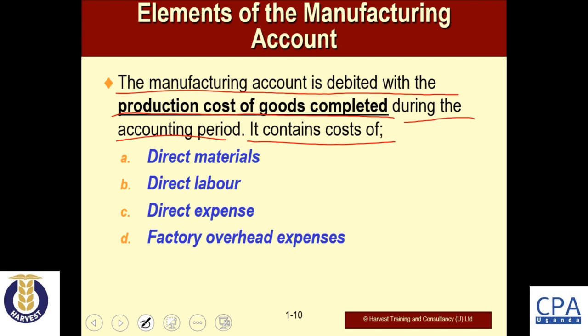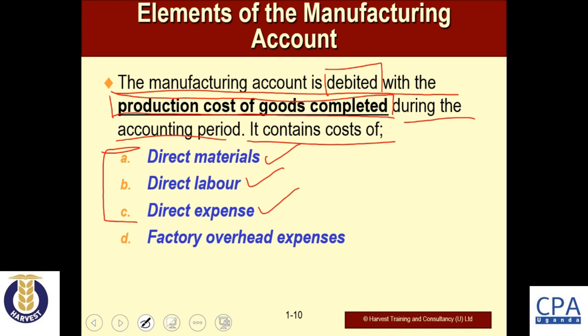Here in the opening discussion, we are saying that the manufacturing account is debited with the production costs of goods completed. The costs that have been incurred on the production of these goods that are completed are debited to the manufacturing account. And of course, the costs include the direct cost of those materials that you have used to manufacture the product, the labor effort that has been used in the manufacturing process, and the direct expenses that have been incurred during the manufacturing process.